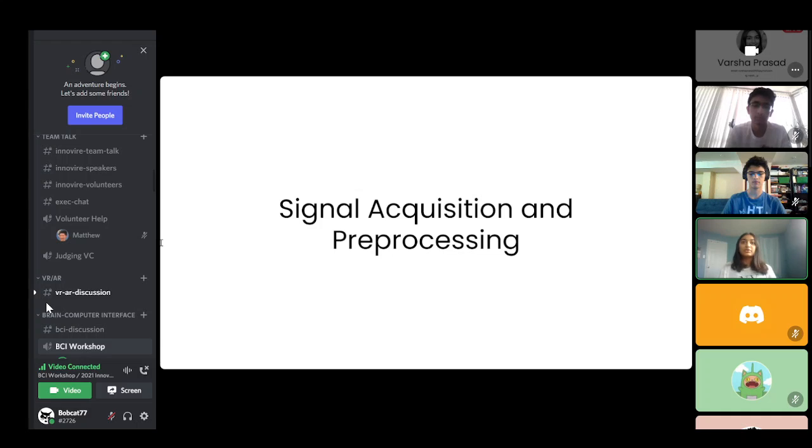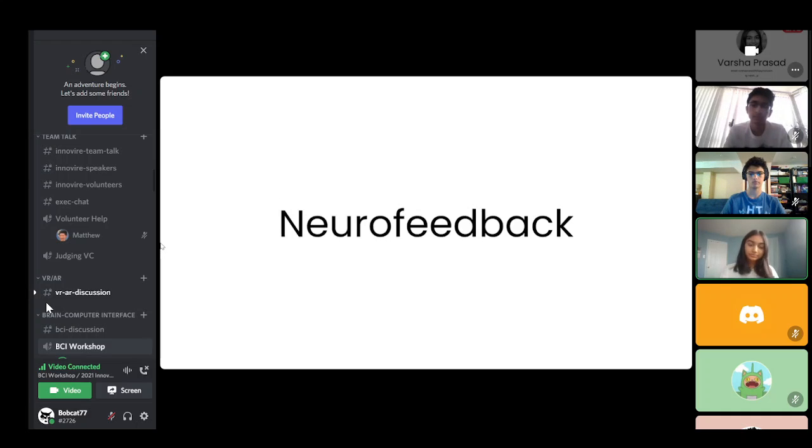Now, you can single out those blinks and use them to play Geometry Dash like I did, but you usually take them out when you're trying to work with the data, and that is called pre-processing. But actually getting the data is signal acquisition. Now, what do you do with the data once you get it? There's a lot of different things you can do, but one really big thing that people like is neurofeedback.